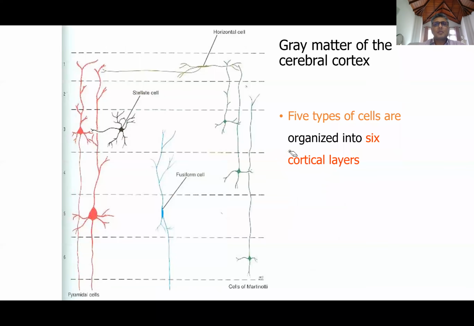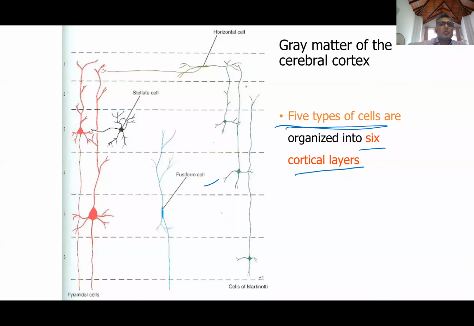Then the gray matter, where the cells are, is arranged into 6 cortical layers. Just remember the number if you want, not the details. In these 6 cortical layers, there are 5 types of cells. Again, you don't have to remember the names of the layers or the cells. It is for psychiatrists and people like that who handle the functions of these cells in psychiatric patients, or neurologists.